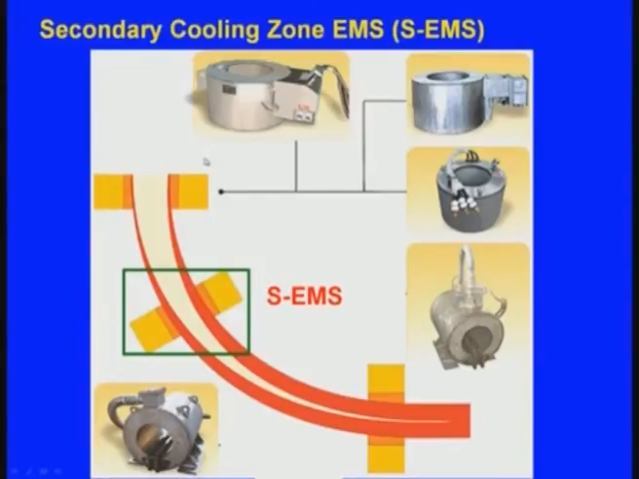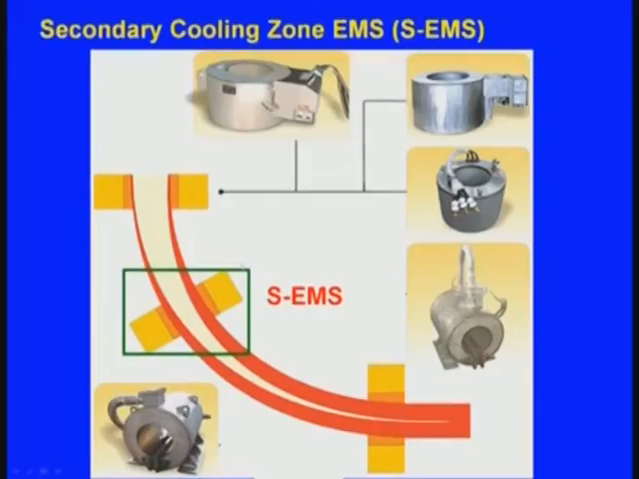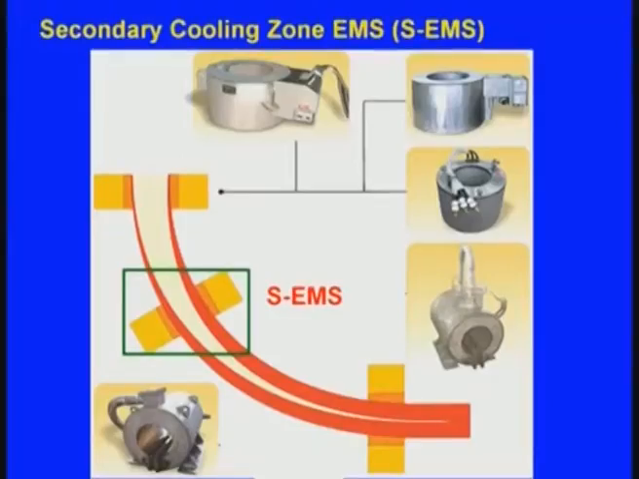So, this is the place where we apply the MEMS, then the solidified bar is coming like this, and here is the secondary cooling zone. So, near the secondary cooling zone we place the SEMS setup. As the molten and solidified metal is passing through SEMS, we get the required properties.